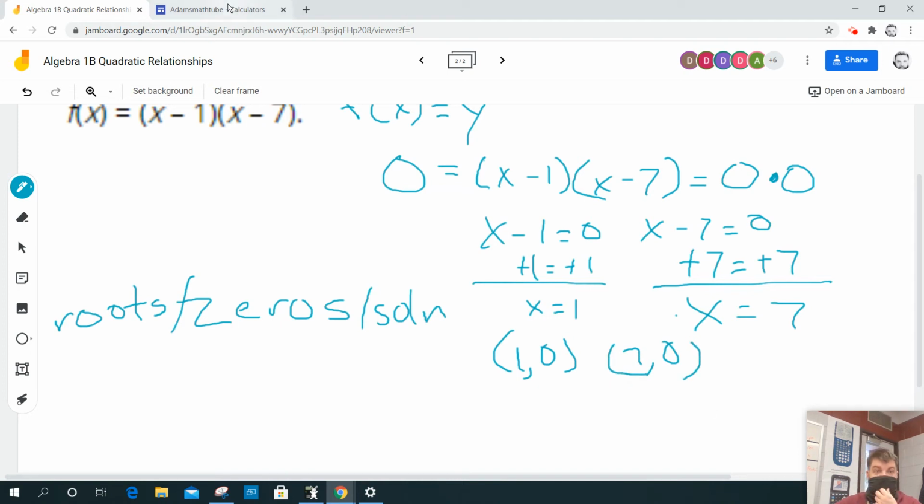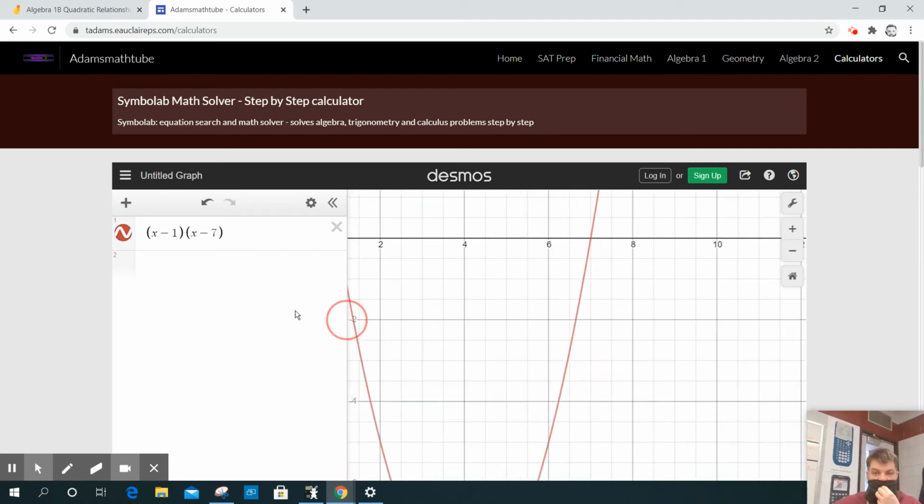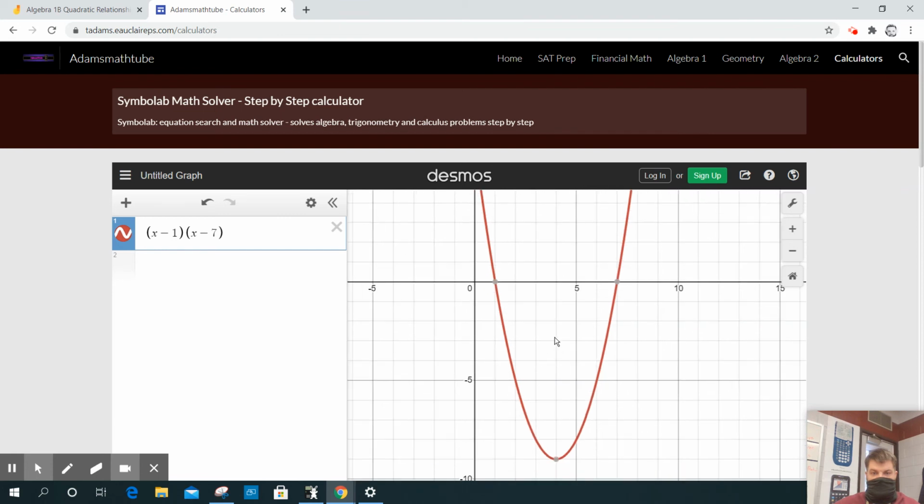Well, let's see. I'm going to go back to my graphing calculator, and I'm going to type x minus 1, close parentheses, open another parentheses, times the quantity x minus 7. And then if I zoom out, yep, that's exactly where it takes place. So we're going to take a screenshot of that and then post it on the thing. So you guys will have to sketch that out though.